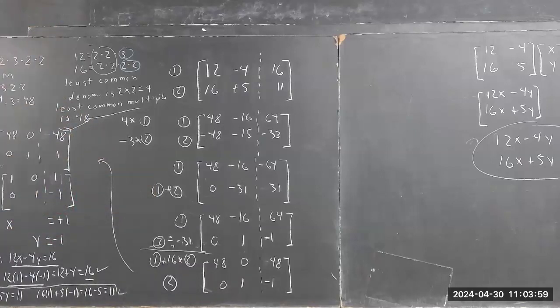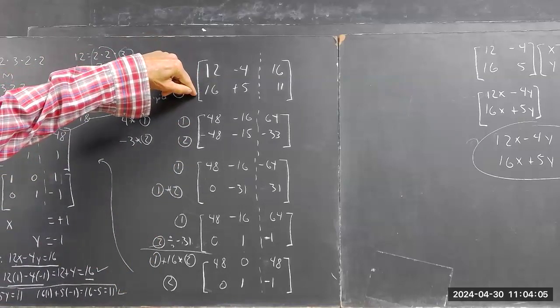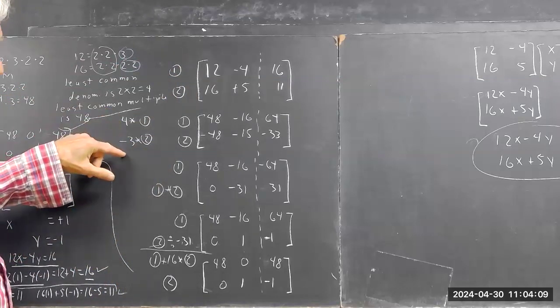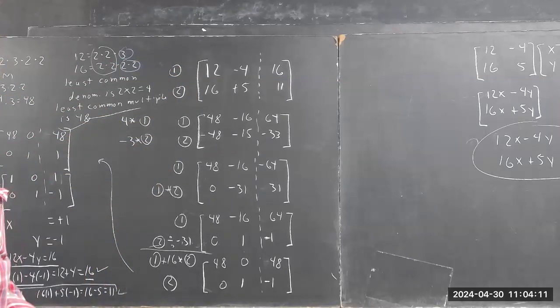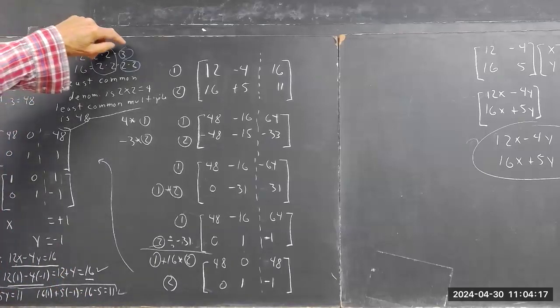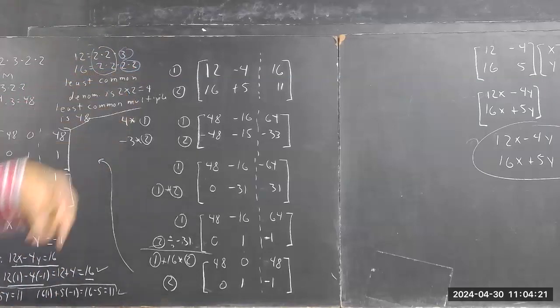The one thing is that instead of multiplying the first row by 16 and the second row by 12, I multiplied the first row by 4 and the second row by -3. Why would I do that? Well, we do the prime factorization. 12 is 2 times 2 times 3. 16 is 2 times 2 times 2 times 2.